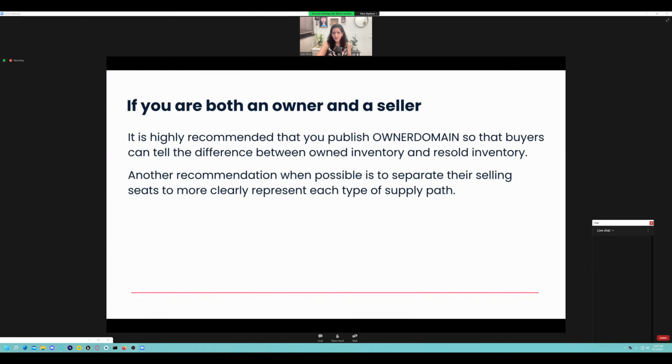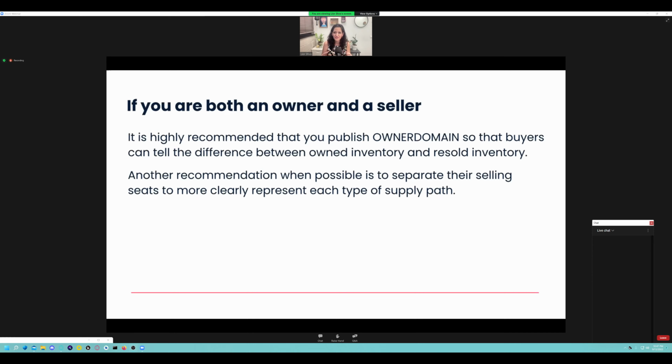So for example, if you are both an owner and a seller, what do you do? First of all, it is highly recommended, which means you should do it, that you publish owner domains so that buyers can tell the difference between your owned inventory and the resold inventory. It's important for them to understand your entity and what you do. If you have domains that you own, write that you're the owner there, add the value. If you have domains where you are the manager domain, where you resell their inventory, write it down.